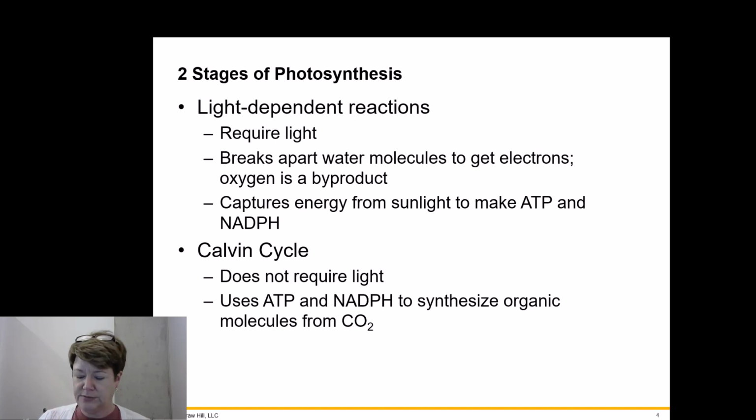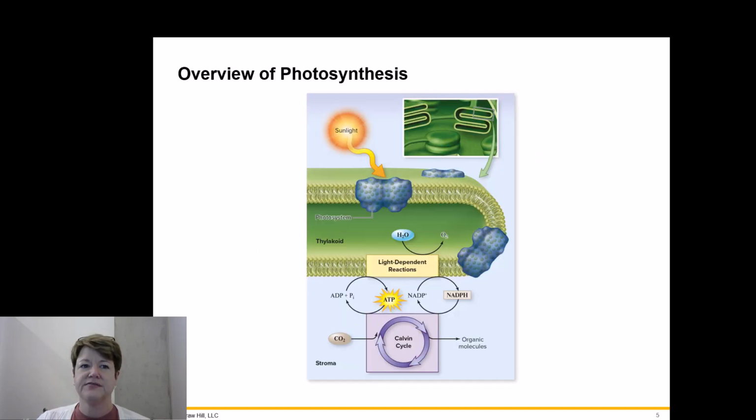And for the first stage, I'm going to go to the next slide because it gives a spatial separation of the two stages. So this is the thylakoid disc. You're seeing part of a thylakoid disc here in this picture. Let me get my laser pointer. Okay, so here's your thylakoid disc, or one part of it.